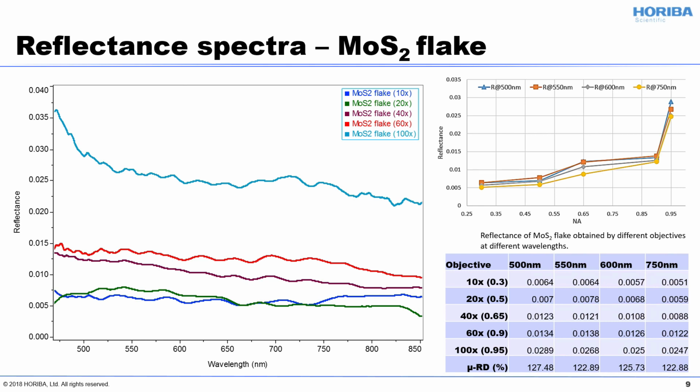So here gives us the MoS2 flake. We can see that the reflectance is much smaller than the silicon sample, and the reflectance follows the sequence of the numerical aperture of our objective. With the larger numerical aperture, for example, here is the 100x and 60x, 40x until 10x. So it follows the sequence of the numerical aperture. This is expected because the larger objective numerical aperture shows an increased ability to collect diffuse reflection because of the larger divergence angle.